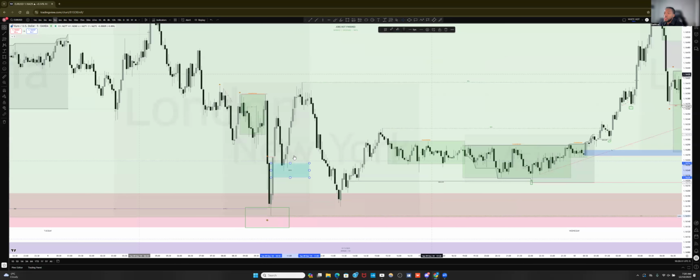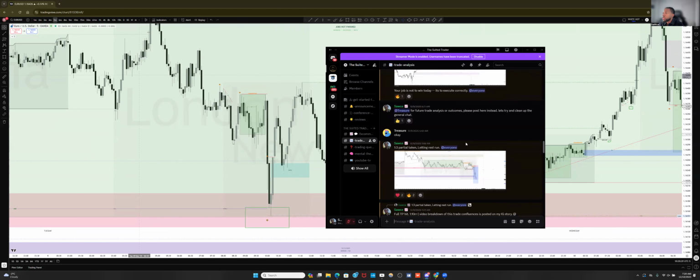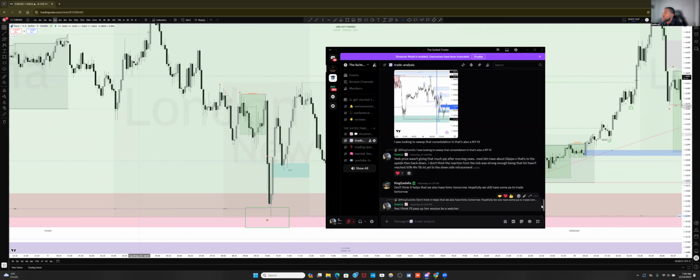So what happened? We took the buy from here, and we ended up taking partial TP at these levels, and the price eventually came out and took us out of the position, which I can actually show you guys here. This was the trade that we took yesterday.